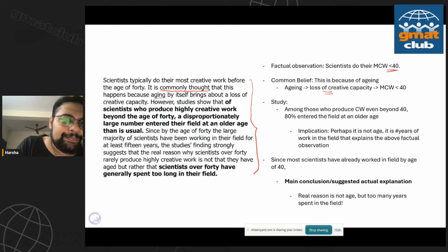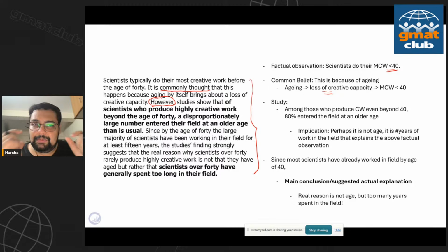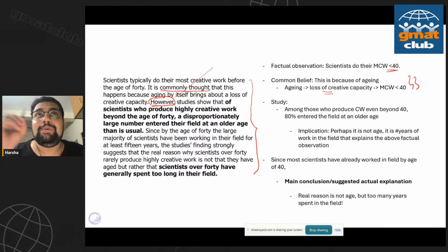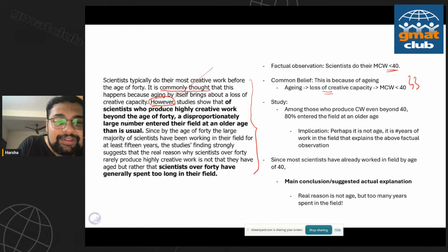Notice what's happening. However, studies show, and you see the word however, you know that the direction is changing. As of this point, the direction will change. So the author is going to go against this idea, against this common belief. However, studies show that of scientists who produce highly creative work beyond the age of 40, a disproportionately large number enter their field at a later age than is usual.